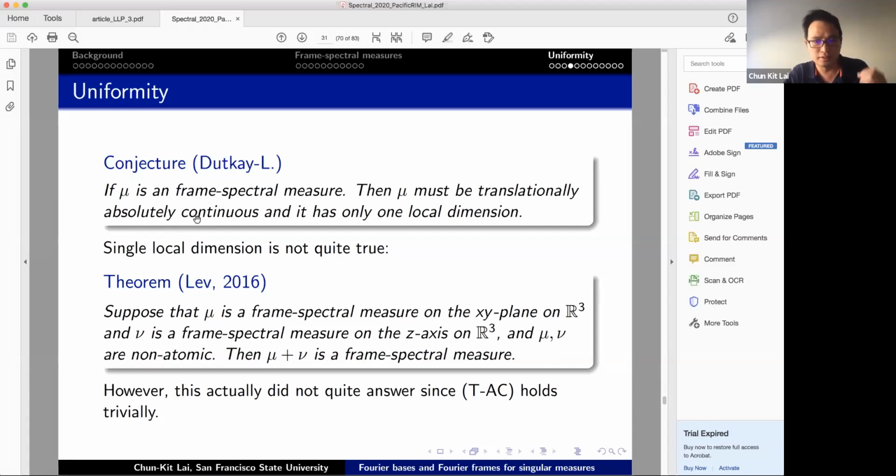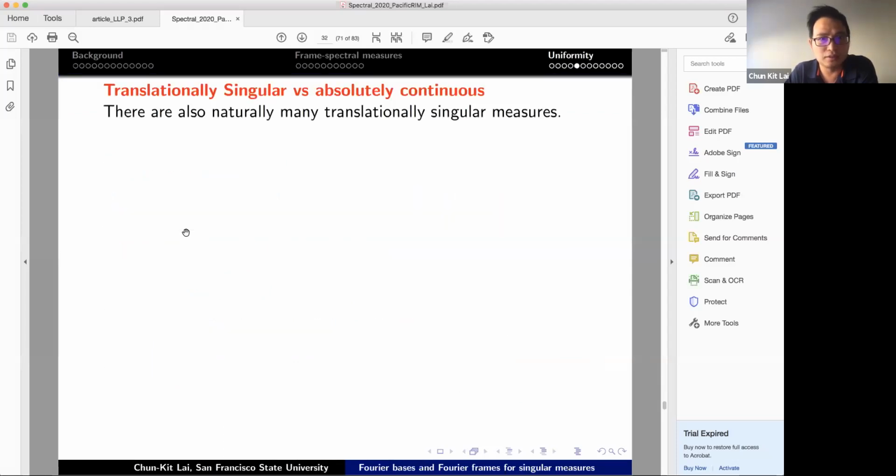The reason is that there is nothing you can translate from the z-axis to the plane except one point. The only thing you can translate from the z-axis to the plane is one point, and that one point has zero measure because of his assumption. It has zero measure, so that means you cannot. The translation absolute continuity still holds because there's nothing to be checked. So that's a good way to understand translational singular and translation absolutely continuous.